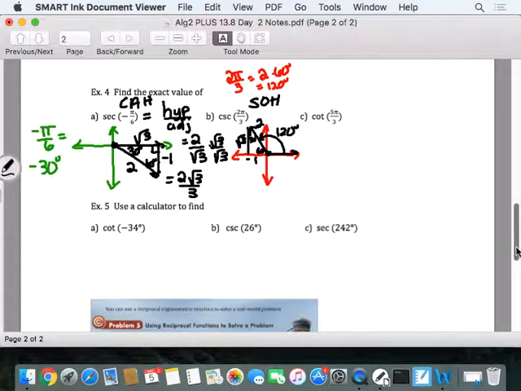Cosecant is the reciprocal of sine. So I now need hypotenuse over opposite. So this is 2 over radical 3. Well, we just rationalized that in the last problem, so why reinvent the wheel? Why do the work again? That's 2 radical 3 over 3.